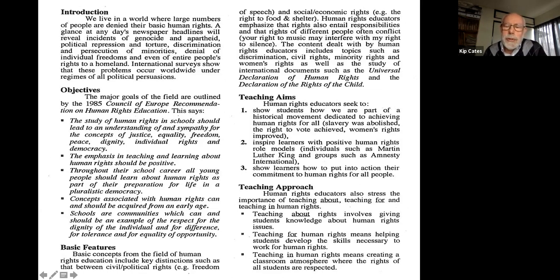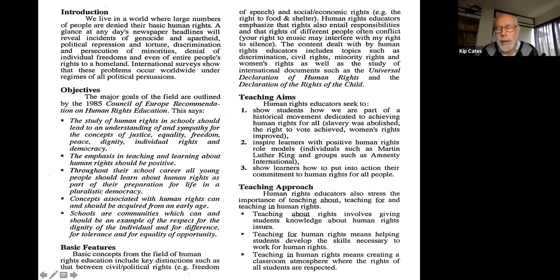And number 3, show learners how to put into action their commitment to human rights for all, not just teaching about human rights, but empowering students. And this leads down to our teaching approach at the bottom. Human rights educators also stress the importance of teaching about, teaching for, and teaching in human rights, these prepositions, about, for, and in. Teaching about rights involves giving students knowledge about human rights issues.